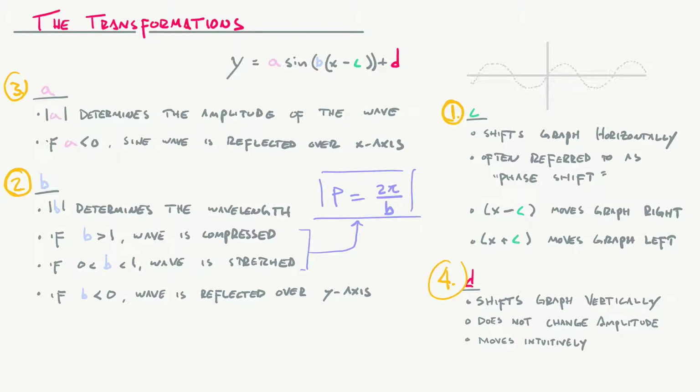It doesn't really matter the order that you do these things in, but this is the order that I'll go with for the video. First horizontal shift, then we're going to determine wavelength, then we're going to determine amplitude, then we're going to do shifting vertically. Okay, so let's get into some examples.